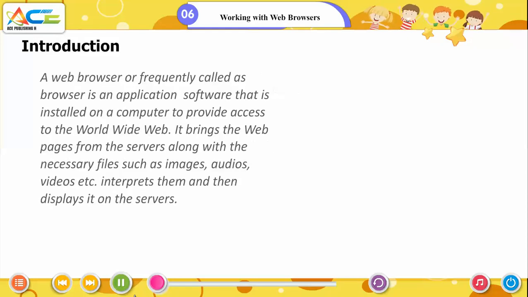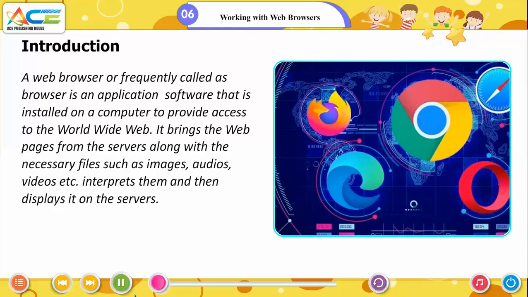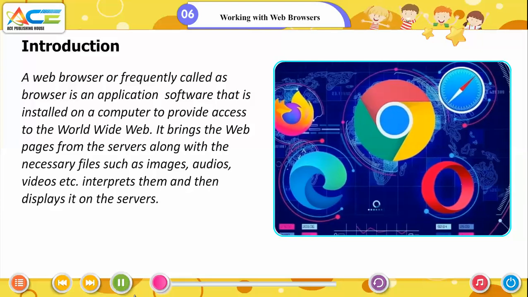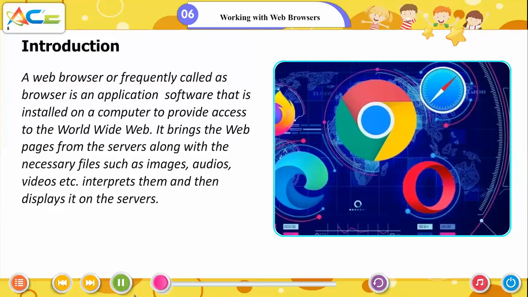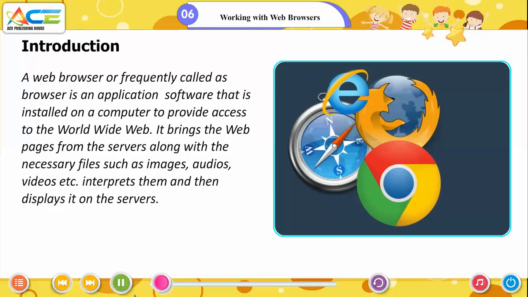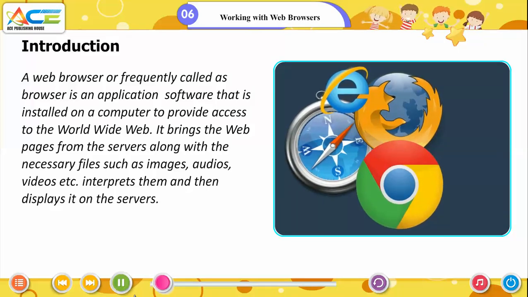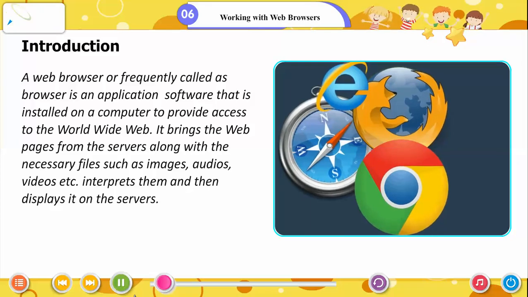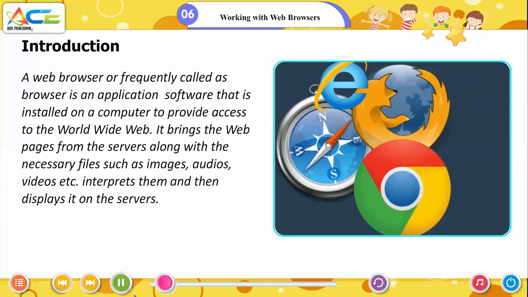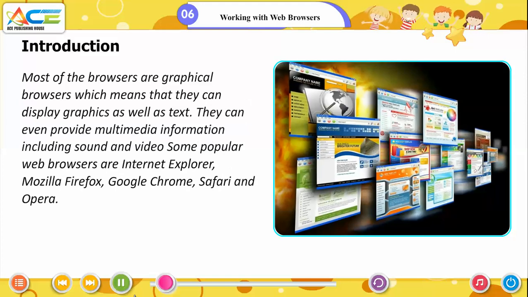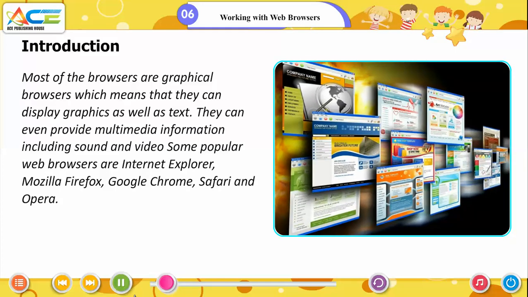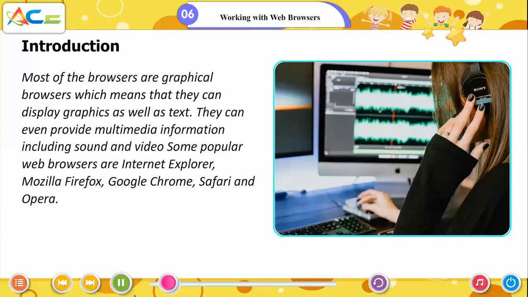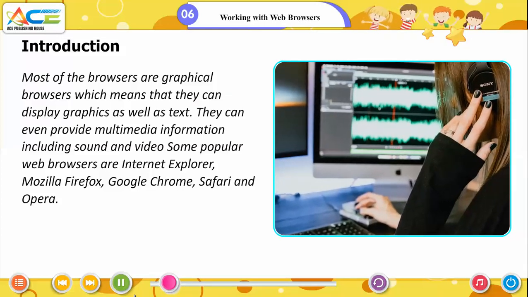Introduction. A web browser, or frequently called a browser, is an application software that is installed on a computer to provide access to the World Wide Web. It brings the web pages from the servers along with the necessary files such as images, audios, videos, etc., interprets them and then displays them. Most of the browsers are graphical browsers, which means that they can display graphics as well as text. They can even provide multimedia information including sound and video.